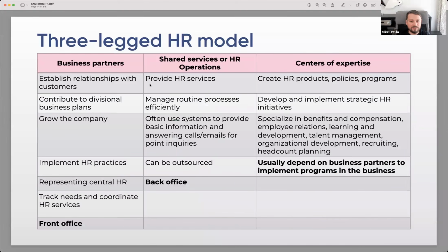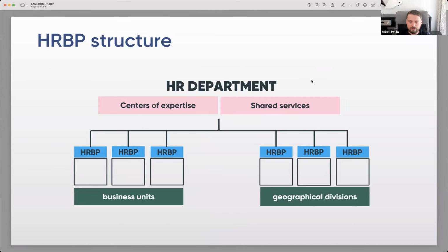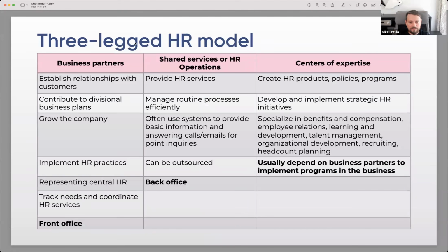It's an interesting thing. So coming back to this structure, we call it three-legged HR model, which means we have business partners, we have shared services or HR operations, and we have centers of expertise. What are the main roles for each leg then? Business partners, they establish relationships with customers, like internal customers, of course, not external, business units, I would say. They contribute to divisional business plans. They help company to grow.